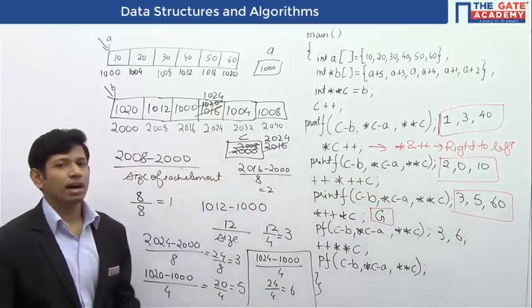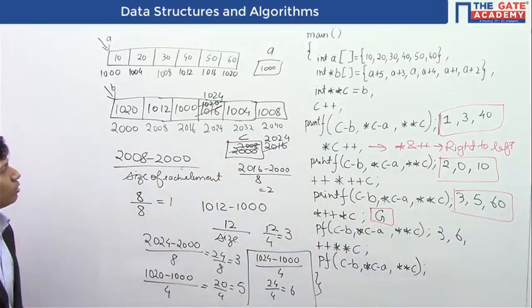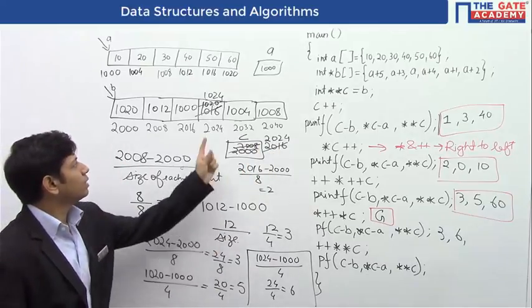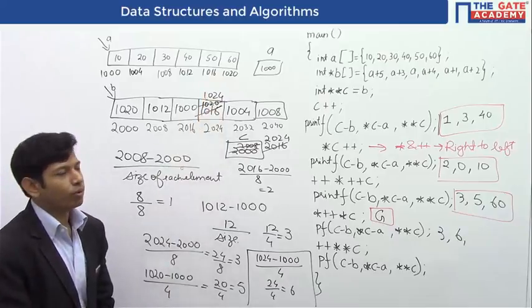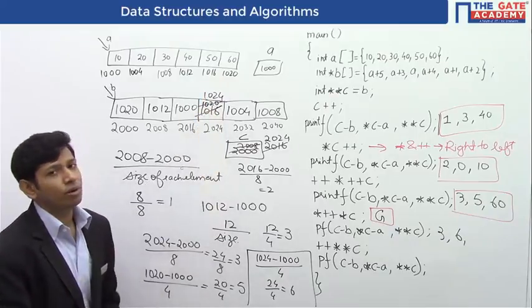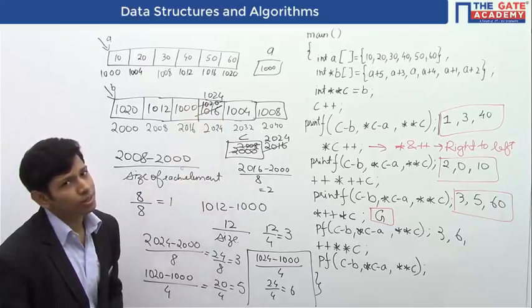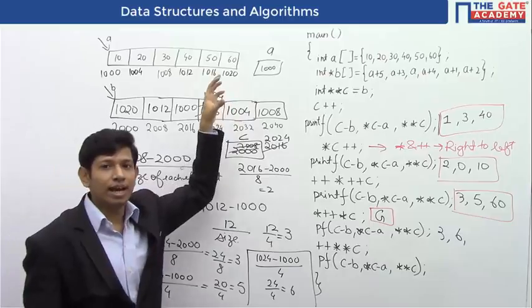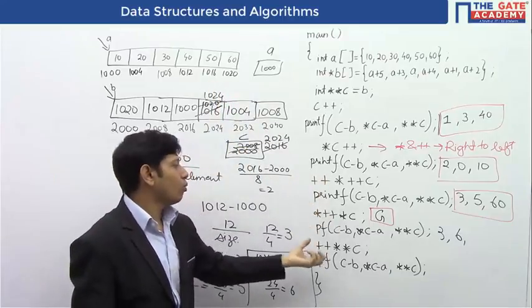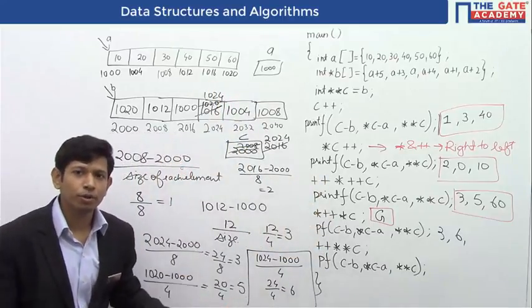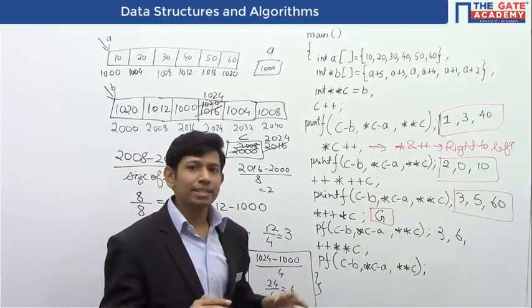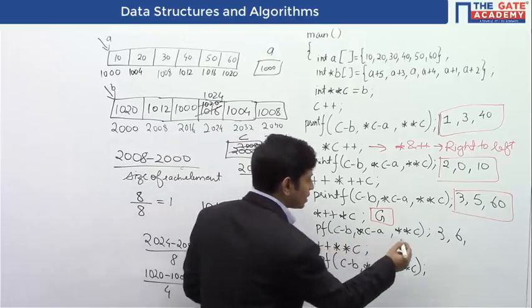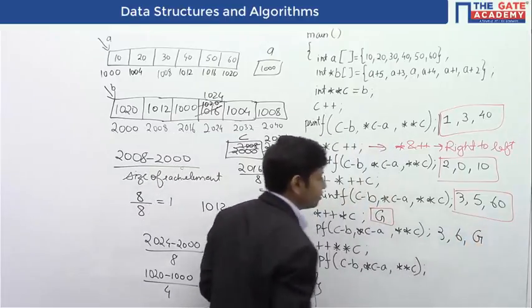And next is star star C. So what is the value of star star C? C is 2024. What is star C? Star C is 1024. And what is star of 1024? What is the data stored at 1024? See, 1024 is outside the given array. It's outside the array that we have allocated. So when we access that area which does not belong to us, we will get some data stored by some previous programs, which is garbage data. So the output of star star C will be garbage.